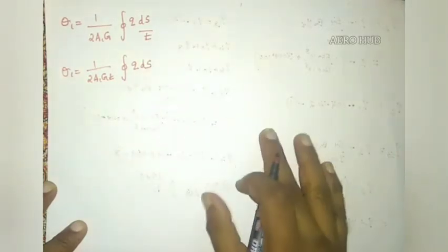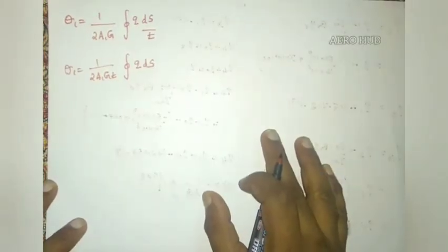And one more thing, we'll assume that we are applying the shear load at the shear center. So when we are applying the shear load at the shear center, there won't be any twisting of the section, and the value of theta 1, that is the twist rate of cell number 1, and the value of theta 2, the twist rate of cell number 2, is equal to 0.